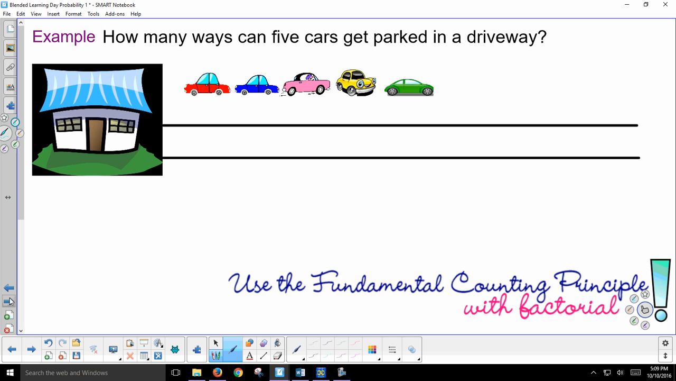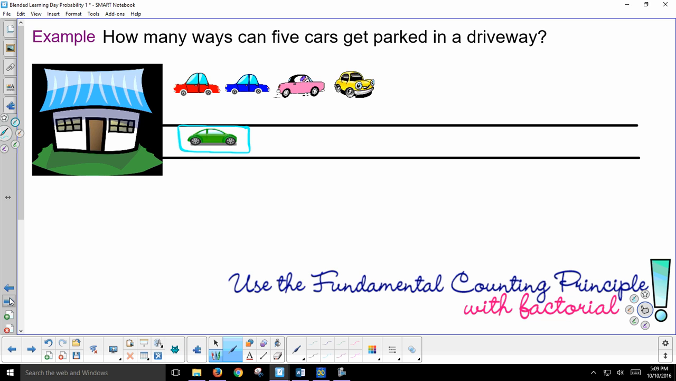So let's talk about this example. There are 5 drivers at your house. Your grandmother lives with you, you got an older brother, an older sister, mom and dad, everybody has cars. So how many different ways can we possibly get 5 cars parked in this driveway? So in this first slot, how many different cars could park right here? Well, this red car could park there. This blue car could park there. This pink car could park there. This yellow car could park there, or this green car could park there, right? So there are 5 different choices.